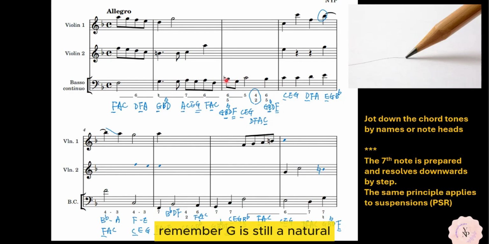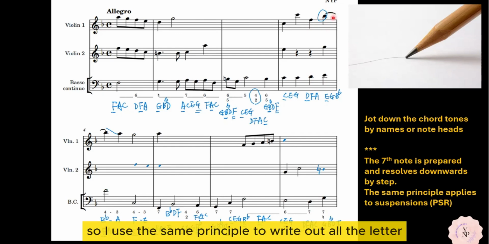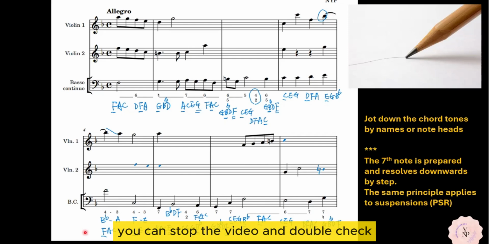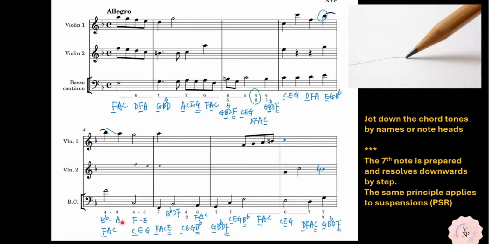Remember, G is still a natural, so we have to write it out and continue with the C, E, G, D, F, A, and E, G, B flat. Remember, the B flat comes back. So I use the same principle to write out all the letter names here. You can stop the video and double check and see if you really understand.